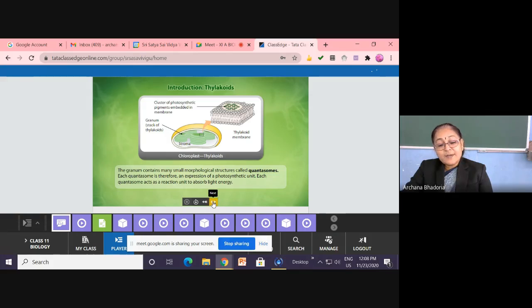ओके सो सारी बातें अच्छे से समझना होंगी कि क्वांटासोम्स क्यों it is acting as the reaction unit to absorb light energy, because it is having the chlorophyll pigment molecules, and each quantasome is a bead-like structure, children. Okay, and present in the inner side of the granum, that is the thylakoid which forms the granum. तो ये आपको इधर दिखा रहे हैं the cluster of the photosynthetic pigments embedded in the membrane. ओके दे आर शोइंग दैट हाउ दे आर प्रेजेंट. ये अंदर के मेम्ब्रेन के अंदर ये बीड लाइक स्ट्रक्चर्स प्रेजेंट रहते हैं.